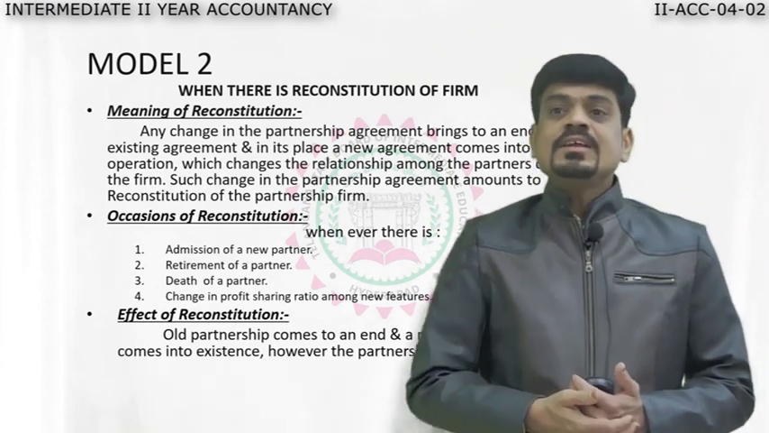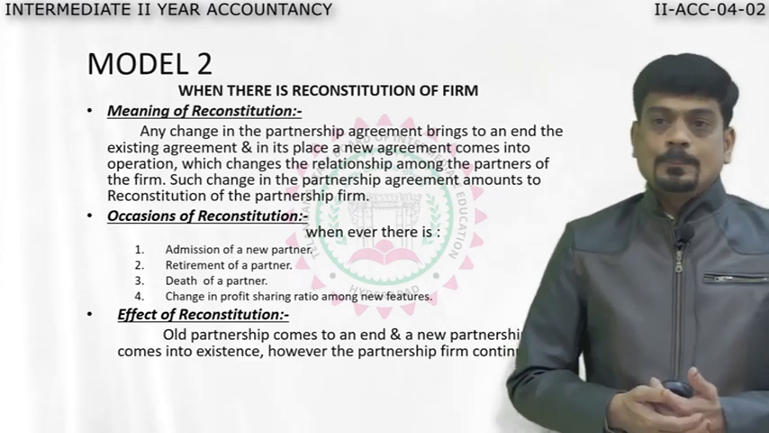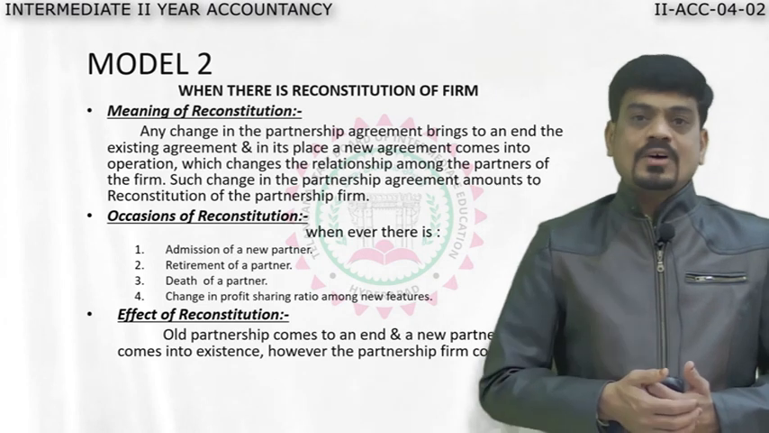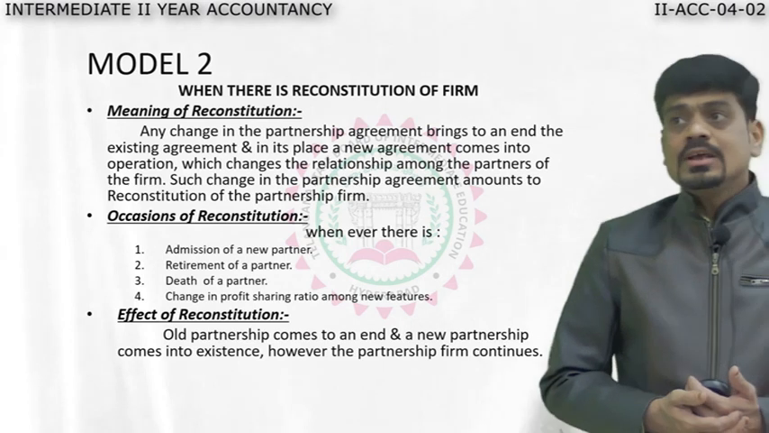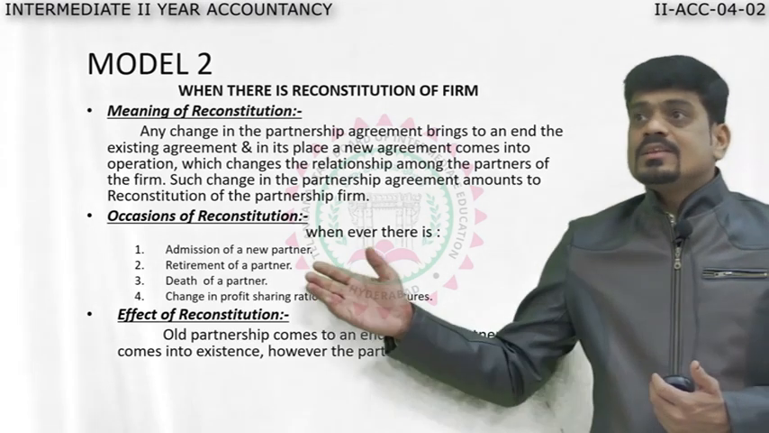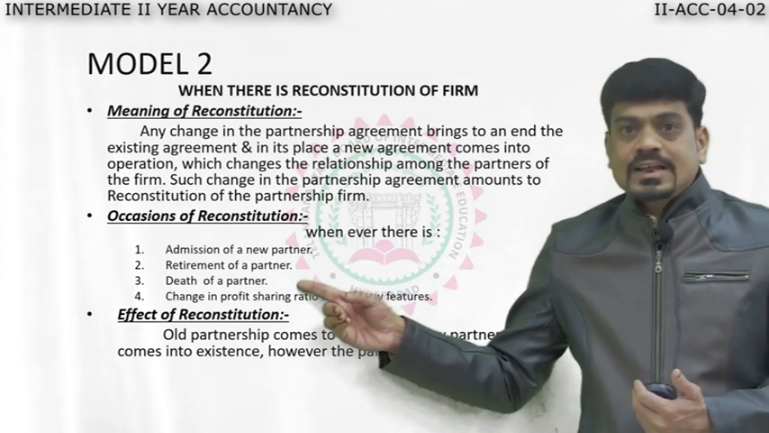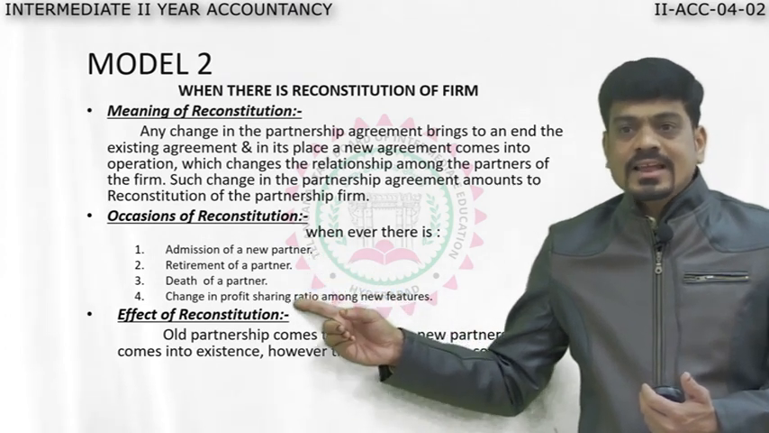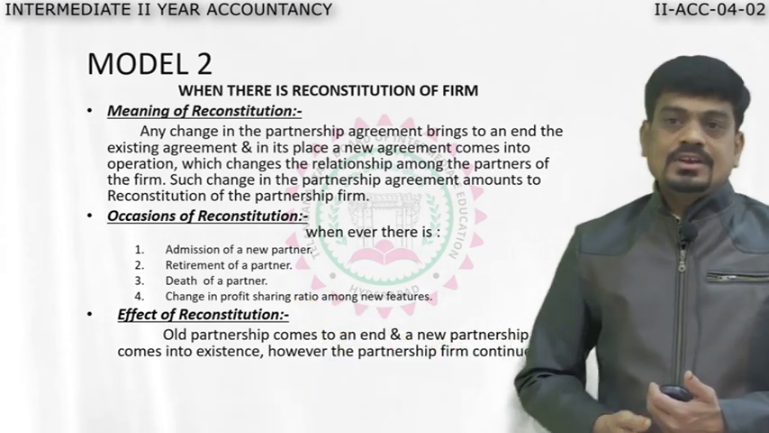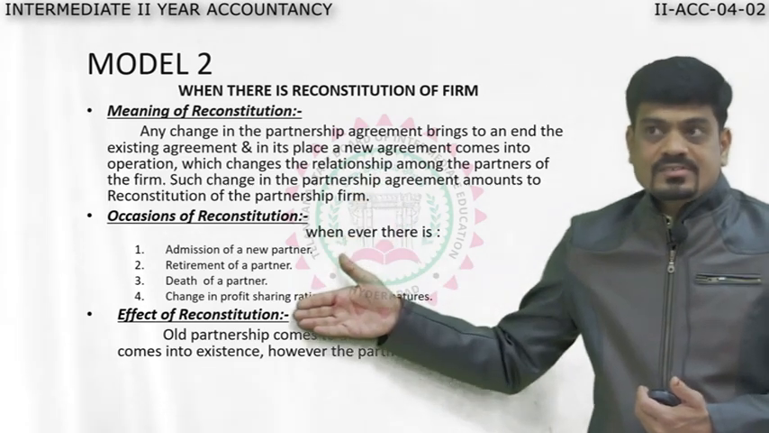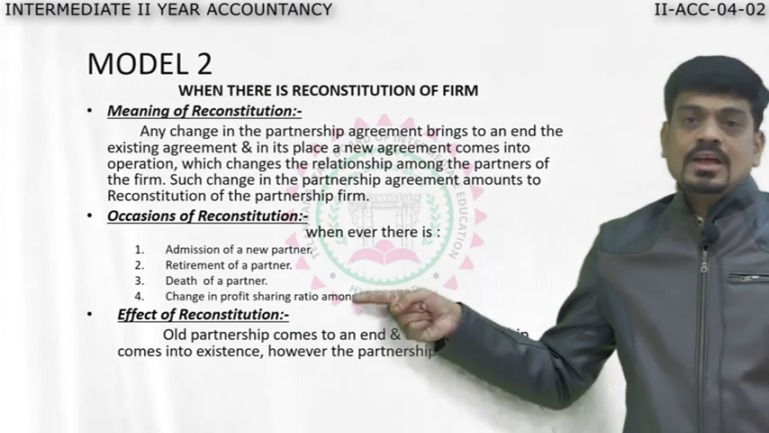Like that, whenever there is reconstitution of the firm, we have to change the books. We adjust the books of accounts. Reconstitution comes into existence whenever there is admission of a partner, retirement of a partner, death of a partner, or a change in the profit sharing ratio. Because of these 4 events, we say that there is reconstitution of the firm.